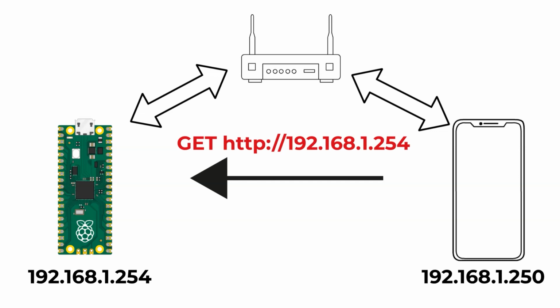Now once we send that GET request, all we have to do is make our Pi Pico able to collect that request, decode it, handle it, and then send back some information if required. So in effect, what we're actually doing is turning our Raspberry Pi Pico into a web server. So let's have a look at how we code that.